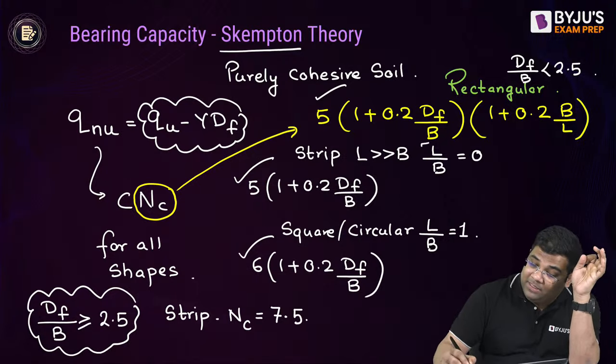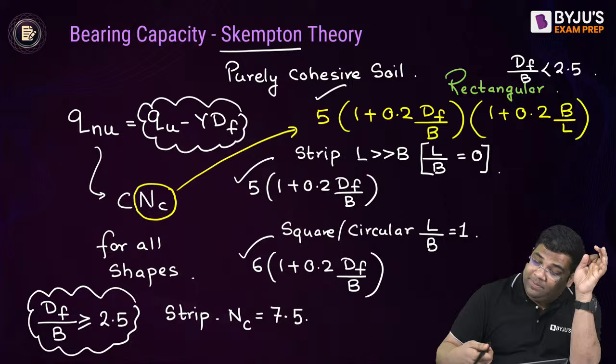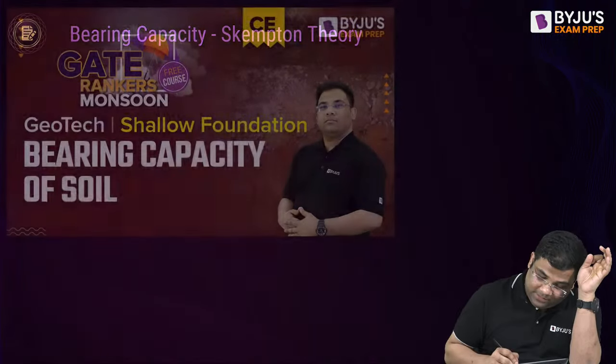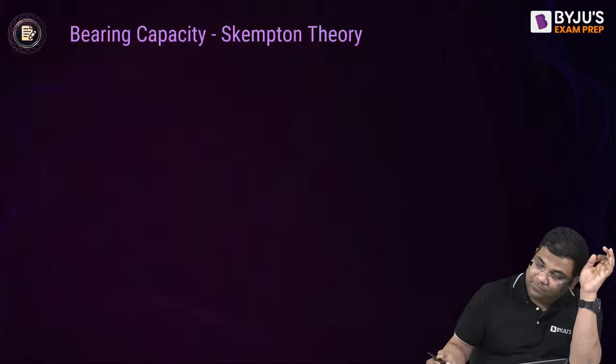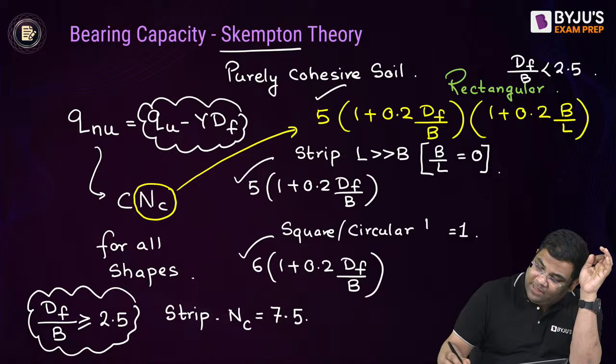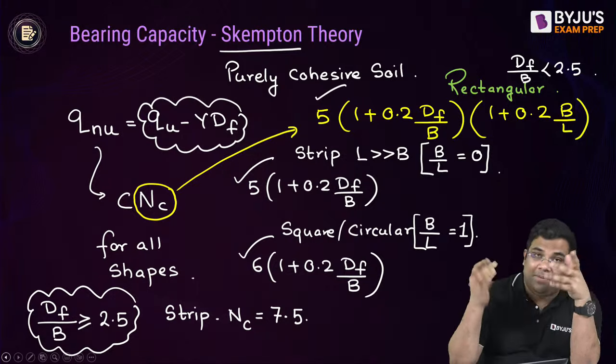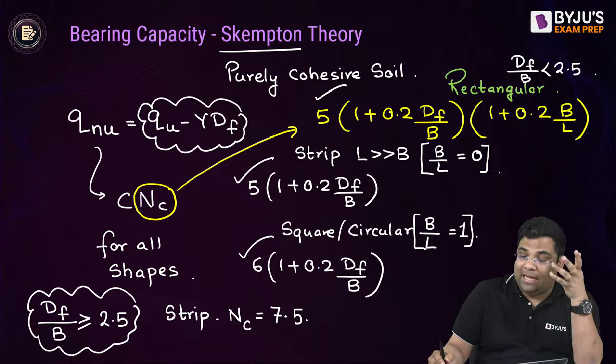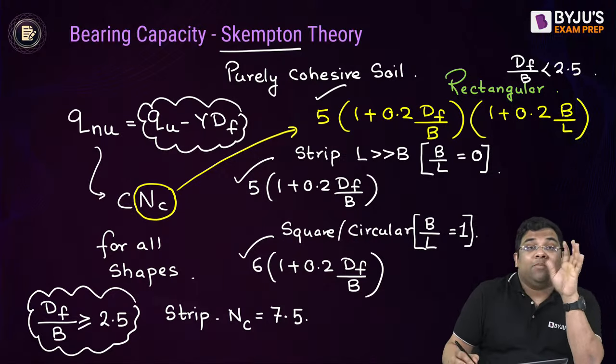Okay, sorry, I wrote the reverse. It is B by L, not L by B. It is B by L becoming 0. And here also B by L is 1. Anyhow, B by L 1 and L by B 1 is the same thing. But B by L becomes 0. So I'm getting how much?